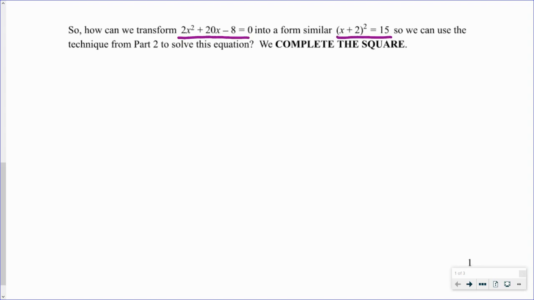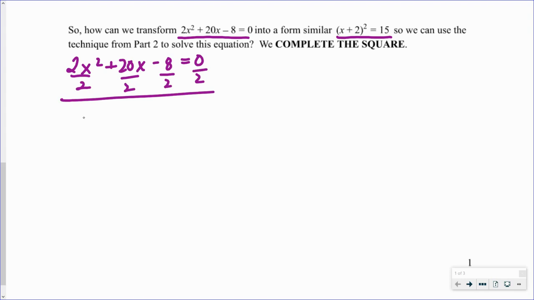All right. So we're going to start off with 2x squared plus 20x minus 8 equals 0, and we're going to divide both sides by the common factor again. If you can get the leading coefficient to equal 1, then that's really what you want to try to do. So we're going to divide both sides by 2, even if that means you get some fractions for your other coefficients. So we get x squared plus 10x minus 4 equals 0.